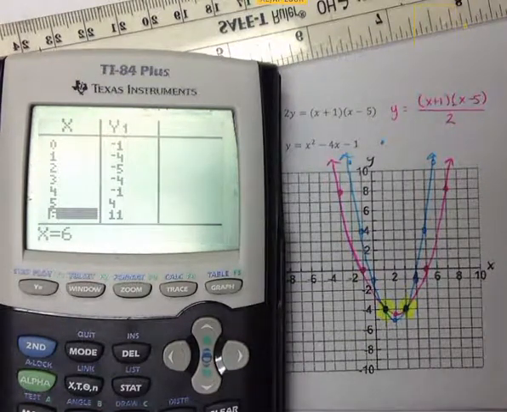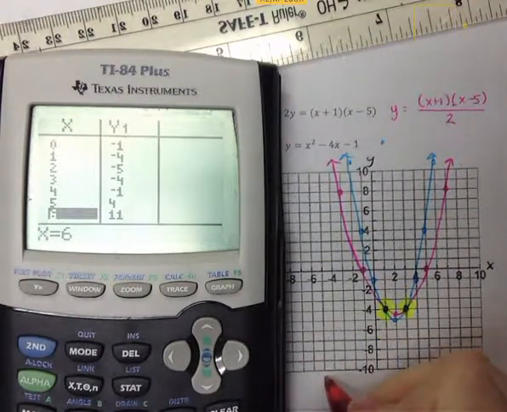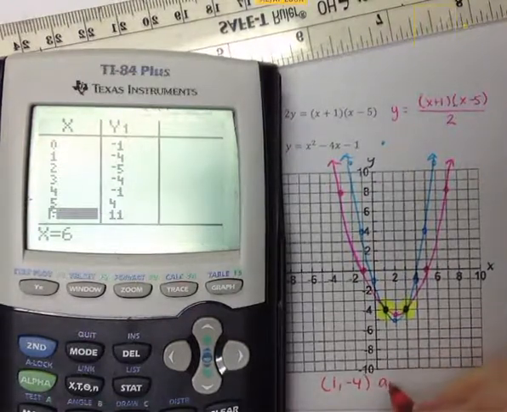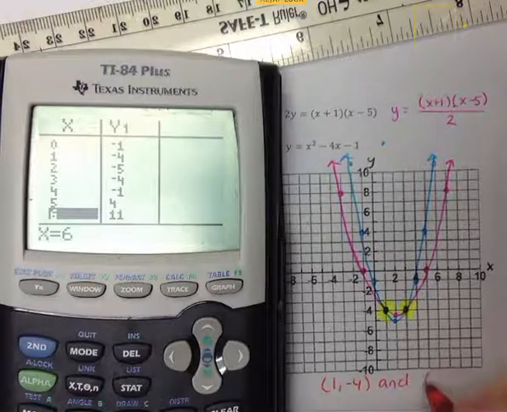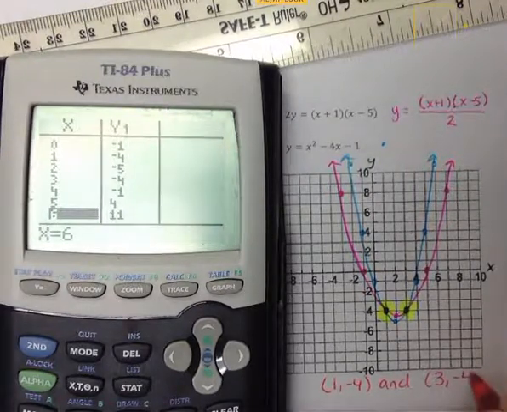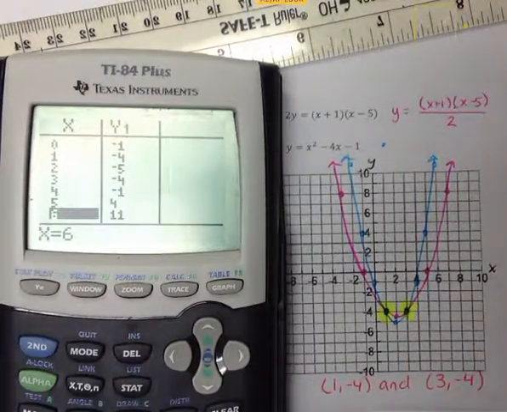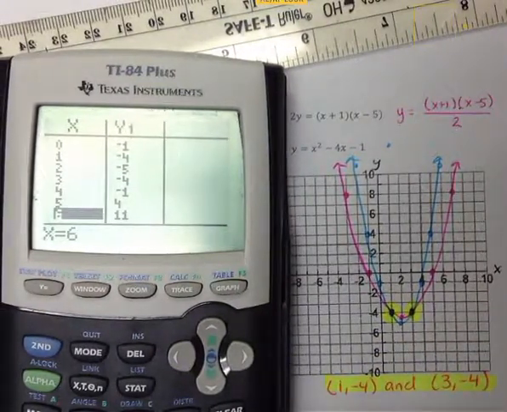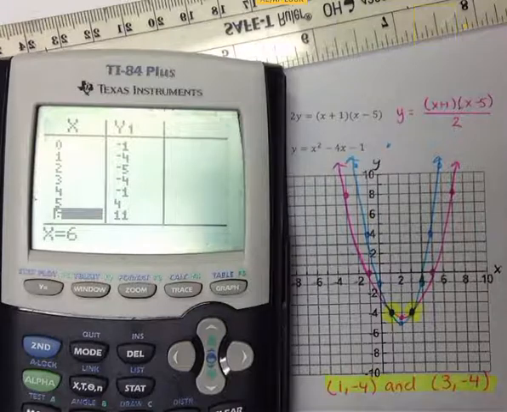So when we write our answers, we have to write them out both. We have that 1, negative 4 and 3, negative 4. You could write it as 3, negative 4 and 1, negative 4. It doesn't matter. But these are both of your solutions. Not just one. So nonlinear equations could actually cross multiple times. This one crossed twice, but some might still only cross once. It really depends on what type of equations you have.